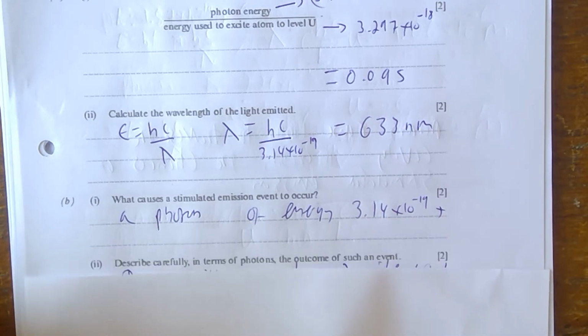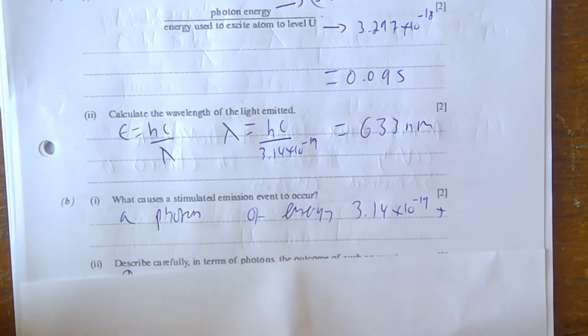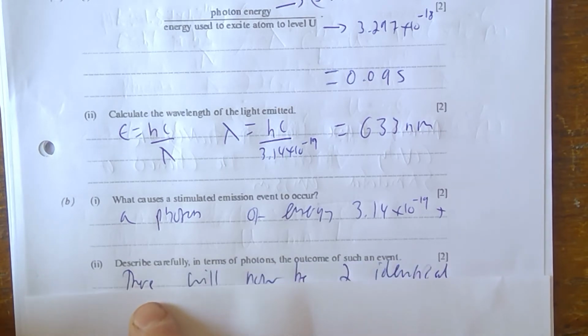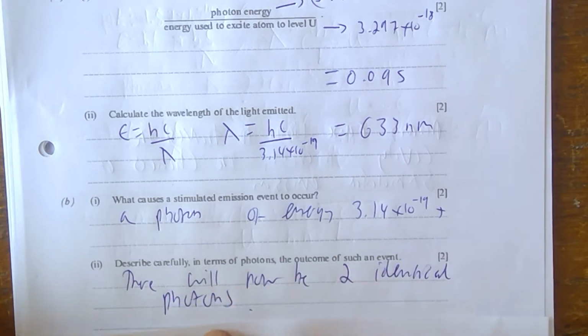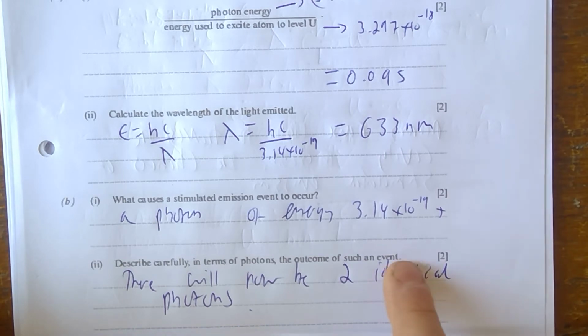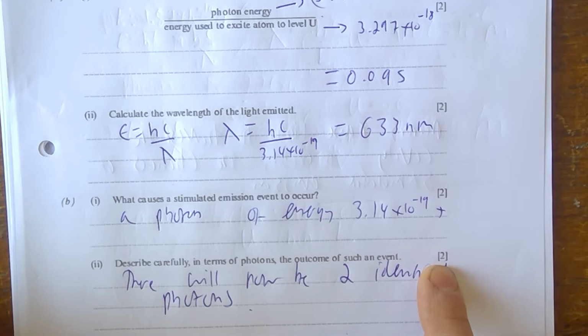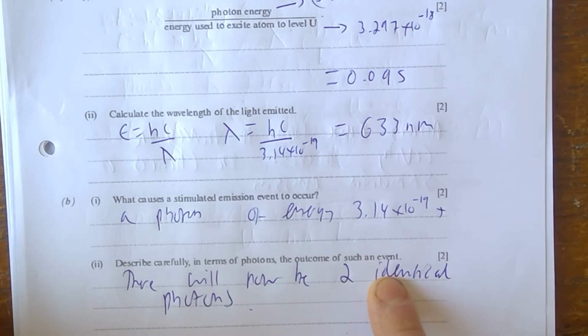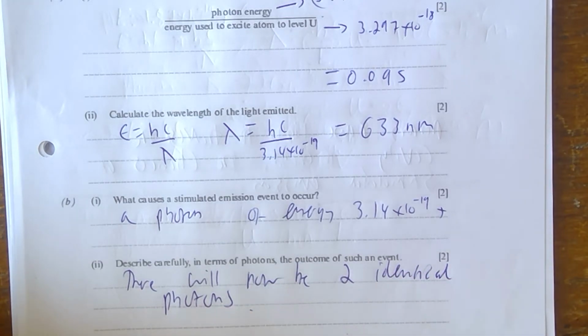Describe carefully in terms of photons the outcome of such an event. There will now be 2 identical photons. It doesn't seem like I've got enough for 2 marks there, but the key bits we want is there's another photon given out, and that it is indeed the same as the one that caused the event. So there are 2 marks worth of comments there.